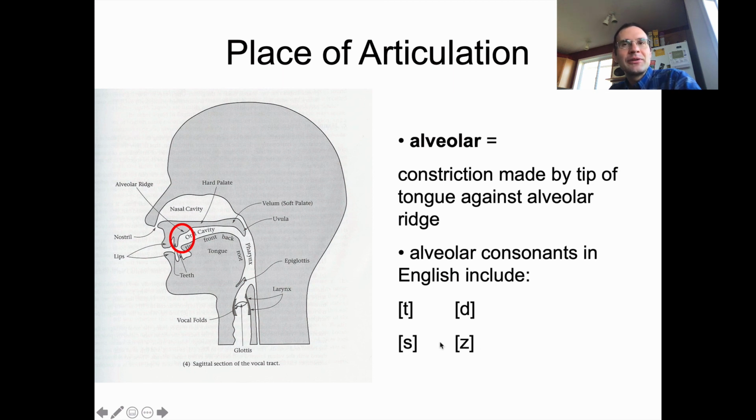S. You should be able to feel a little bit of air flowing through that narrow constriction between your tongue and the alveolar ridge. It winds up hitting the back of your teeth, which is why it winds up being so loud and noisy, but S is alveolar.